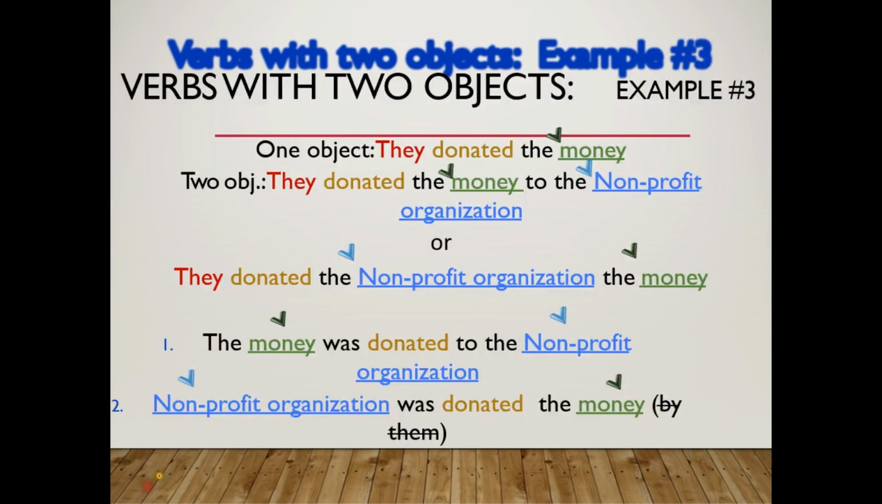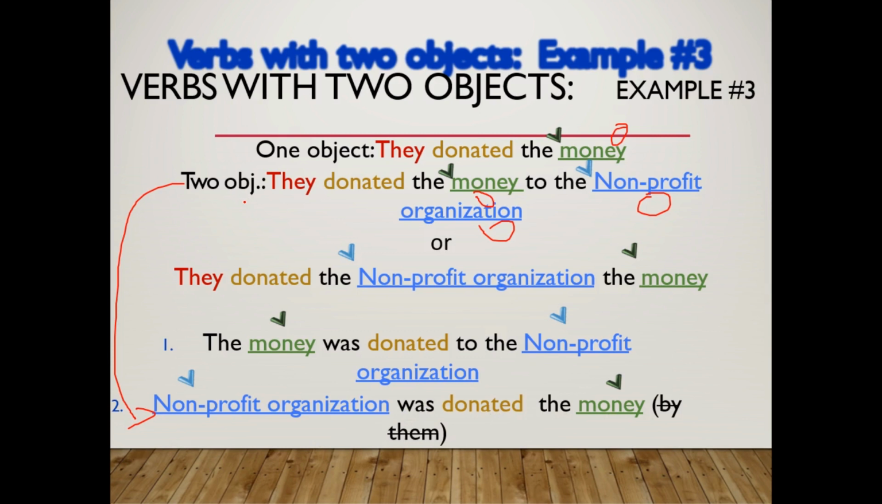Example 3. They donated the money. This is one object. They donated the money to the non-profit organization. Okay. So let's take a look. We change the object to the passive voice. Non-profit organization was donated the money by them.